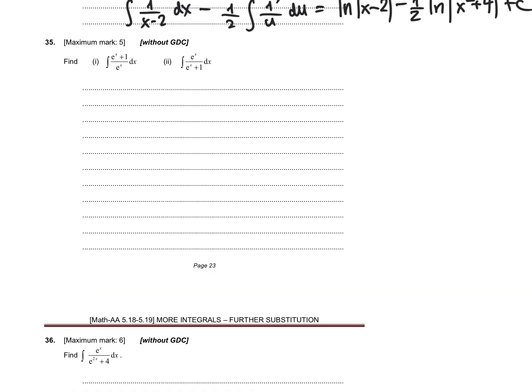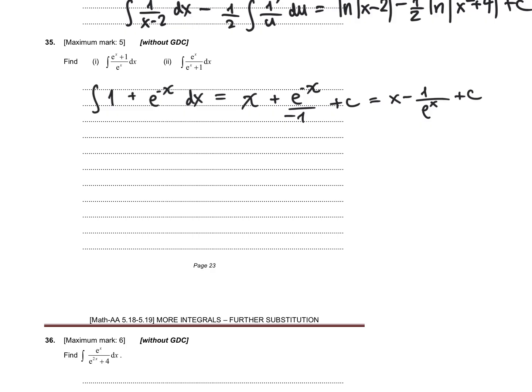All right, 35. We can divide this thing. So we're going to have e to the x over e to the x, which is 1, plus 1 over e to the x, which is e to the negative x, dx. So the 1 is going to be x, and this is going to be e to the negative x over the derivative versus chain rule, negative 1, plus c. So x minus, well, we can write it 1 over e to the x, plus c.